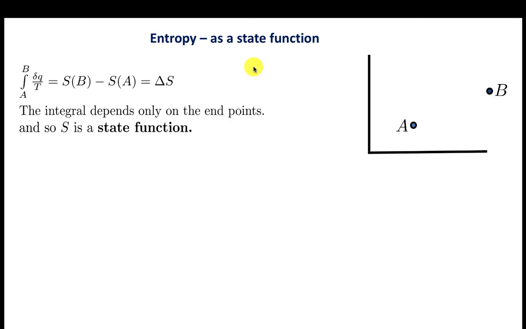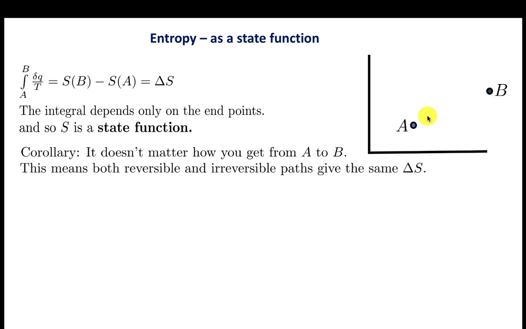So here's what I wrote down before, that the integral from A to B is just S of B minus S of A, and we'll call this the difference in the entropies. So it only depends upon where you started from and where you ended at. And now here's something very, very interesting, because if the entropy only depends where you start from and where you end at, well, I could go by a reversible path from A to B, or I could go from A to B by some irreversible path.